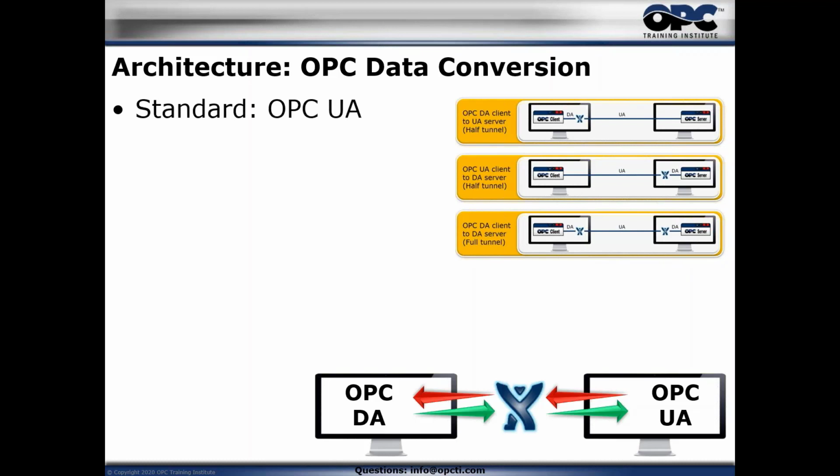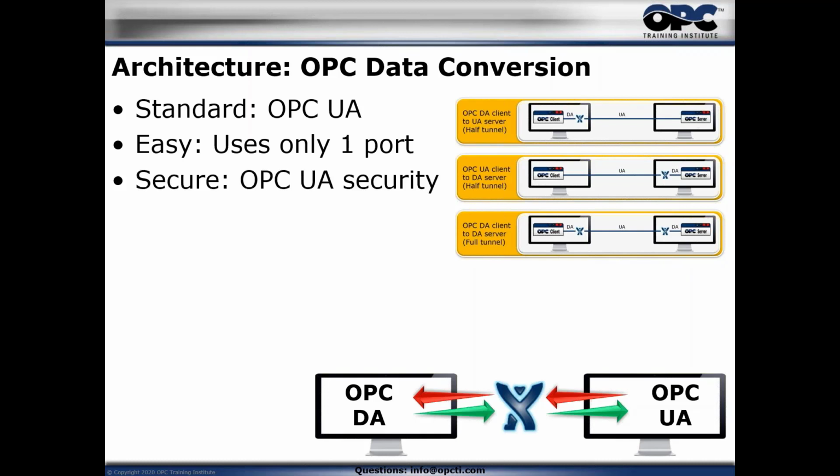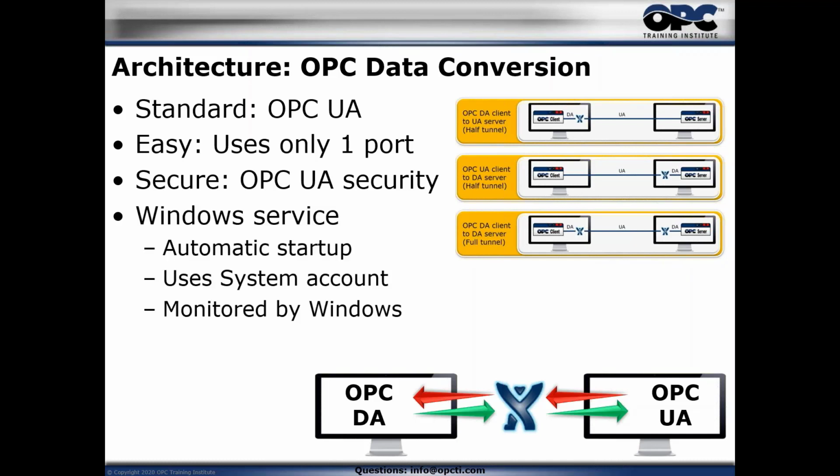So again, what we're talking about here is a standard. So everything is OPC UA or OPC DA. Everything is a standard. Very easy. For the network communication, it's only one port. So that's really the only thing that you need to open in your firewall, just on the server side, by the way, not on the client side. And it's very, very secure. It's using OPC UA security.